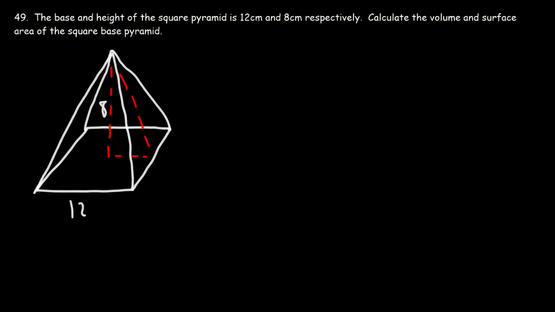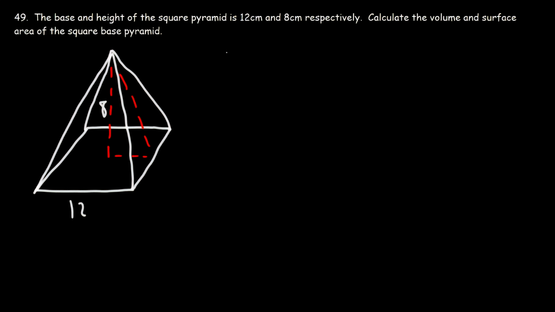49. The base and height of the square pyramid is 12 centimeters and 8 centimeters respectively. Calculate the volume and surface area of the square base pyramid. By the way, for those of you who need help with the triangular pyramid, just type in triangular pyramid organic chemistry tutor on YouTube, and you can get the help that you need on that.